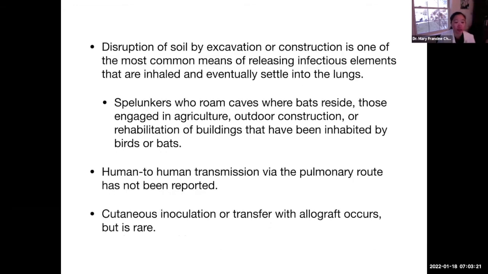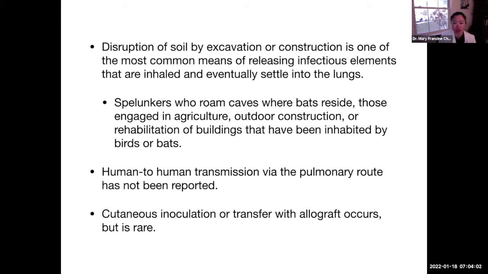Usually how someone gets histoplasmosis or inhales histoplasma is through the disruption of soil, either by excavation or construction. And that's really how you release the infection elements that you eventually inhale and settle into the lungs. So people who are at risk for this are your spelunkers who roam caves where the bats reside, those who are engaged in agriculture, your farmers, people who work in outdoor construction, or those who work doing rehabilitation of buildings that have been inhabited previously by either birds or bats.